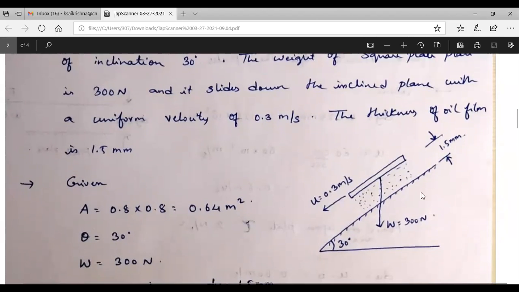Draw the figure. Please take this figure also. After that, write down the given data. What is given to us? First, the area of the plate, A equal to 0.8 into 0.8 meter, so that is 0.64 meter square. Next, the angle of the inclined plane, theta equal to 30 degrees. Weight of the plate W equal to 300 Newton. Initial velocity is given, U equal to 0.3 meters per second. And one more thing which is given is dy, dy equal to 1.5 mm.